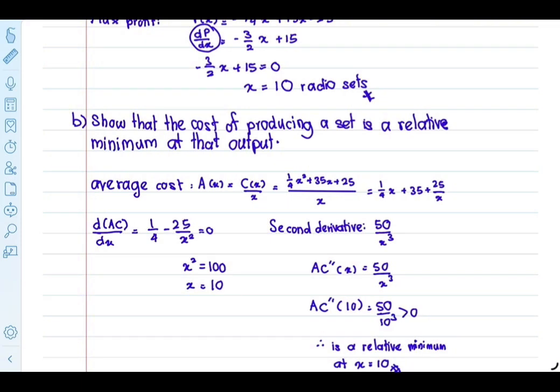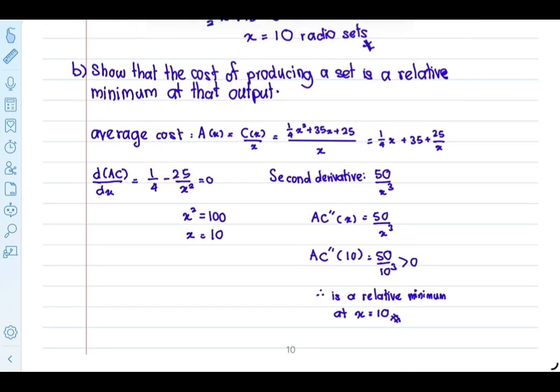For the average cost, I put A(x) equals C(x) over x, because it is total cost divided by the number of units. So then we get (1/4)x + 35 + 25/x. Then we simply differentiate the average cost and set it equal to 0, so that x equals 10. To find whether it's a relative minimum, we apply the second derivative, which is 50 over x cubed.